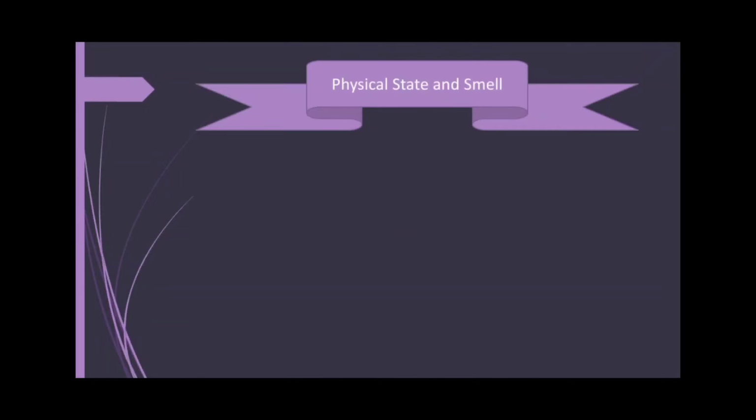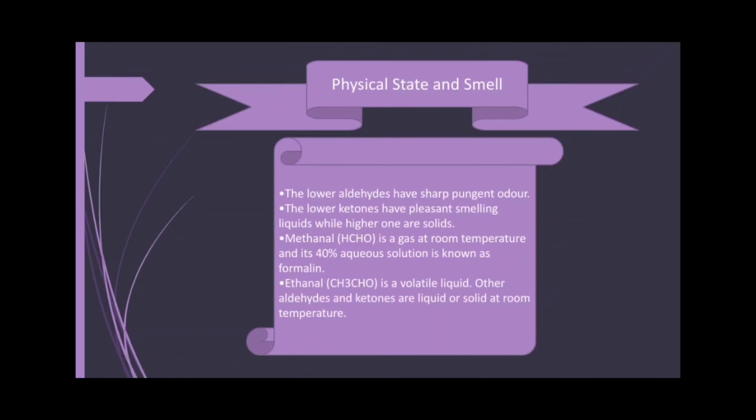The physical state and smell of aldehydes and ketones. The lower aldehydes have a sharp, pungent odor, while the lower ketones are pleasant-smelling liquids, while higher ones are solids. Methanal, HCHO, is a gas at room temperature and its 40% aqueous solution is known as formalin. Ethanal, CH3CHO, is a volatile liquid. Other aldehydes and ketones are liquid or solid at room temperature.